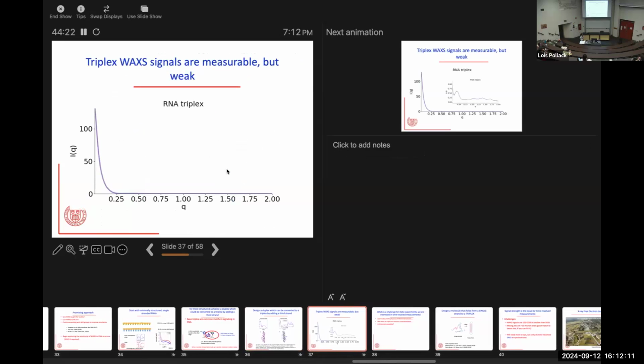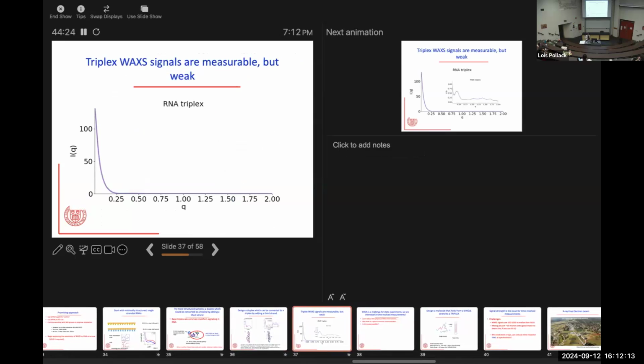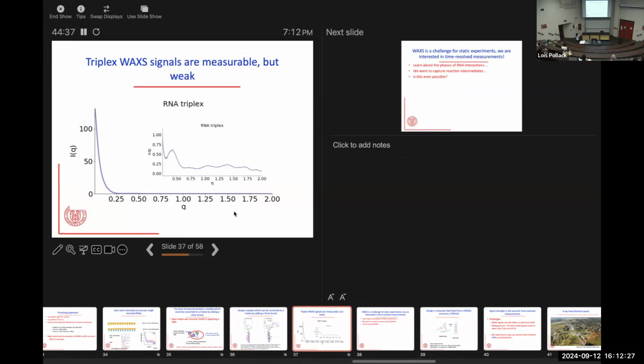All right, so I need to remind you that these signals are measurable, but they're weak. So here's the SAXS signal, right, from that molecule. And you can see there's that part that just comes down and it's very smooth and monotonic. And way out here, this is where the triplex features are. It's this Q out here. And you notice that we're about 100 to 1,000 times weaker. So these signals are there, but they're not very strong.